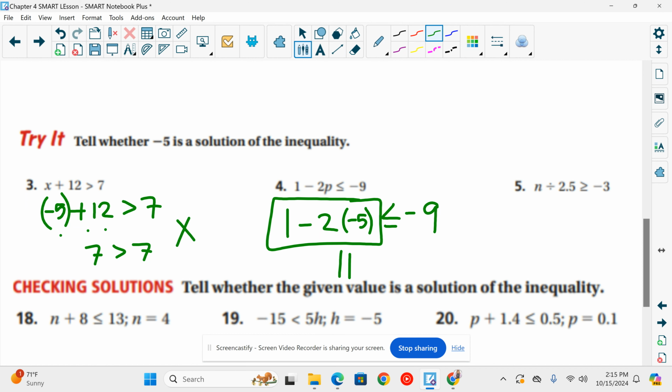Is 11 less than or equal to negative 9? Is 11 to the left of negative 9? No. Here's negative 9. Here's 11. Is 11 to the left of negative 9? No, it's not. So, is it less? No. So, is this right? No, it's not a solution.